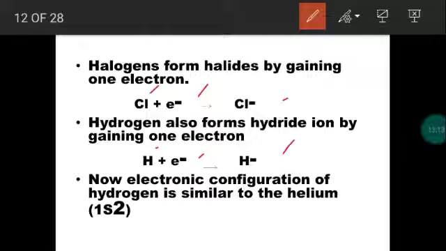Because when it accepts an electron, its electronic configuration becomes what? 1s2. By gaining an electron, hydrogen achieves the electronic configuration 1s2. This is nothing but the electronic configuration of helium. So hydrogen is stabilized by gaining an electron to achieve the electronic configuration of its nearest noble gas, helium.